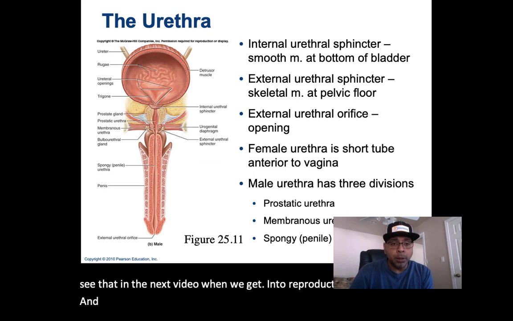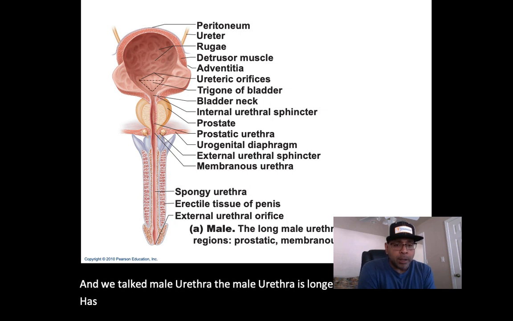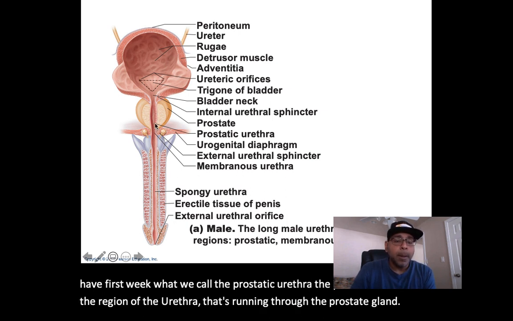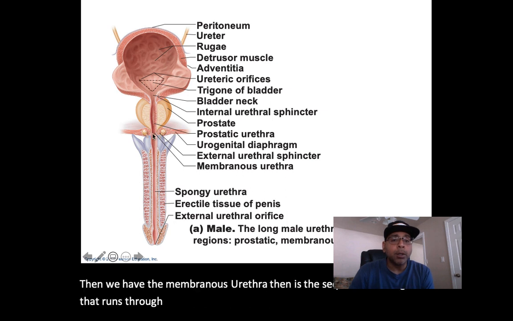Now, when we talk male urethra, the male urethra is longer in size. It gets divided into three different regions. You have first what we call the prostatic urethra. The prostatic urethra is the region of the urethra that's running through the prostate gland. Then we have the membranous urethra. The membranous urethra is a segment that runs through the urogenital diaphragm.